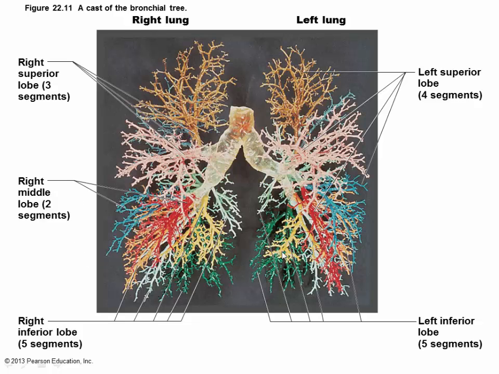On the left lung, again, each color are the bronchi that are going to each bronchopulmonary segment. You can have somewhere between 8 and 10. This picture is showing 9, 4 on the one lobe, 5 on the other lobe.